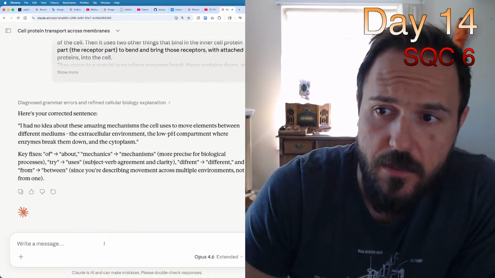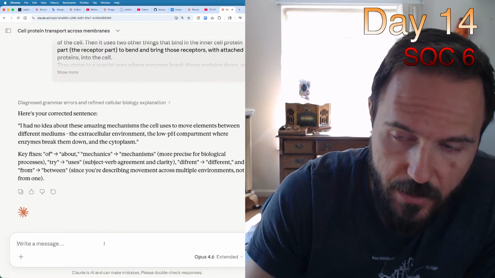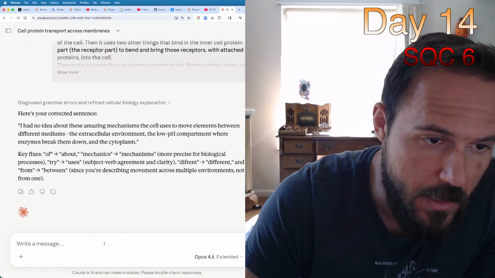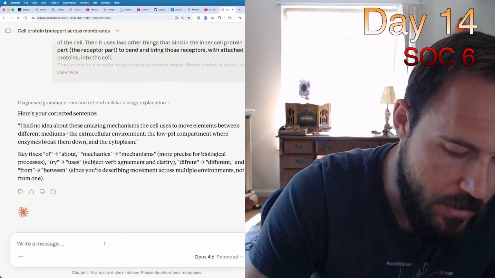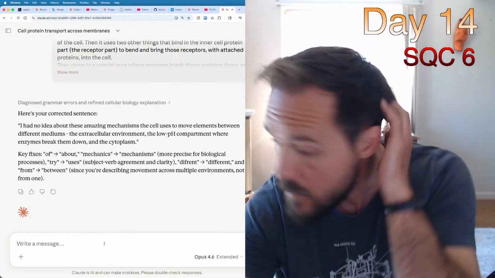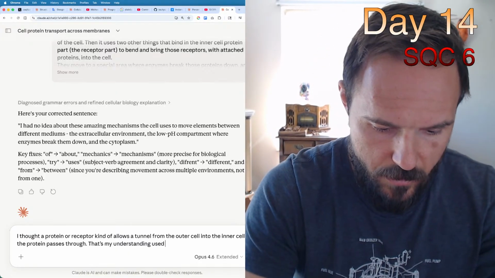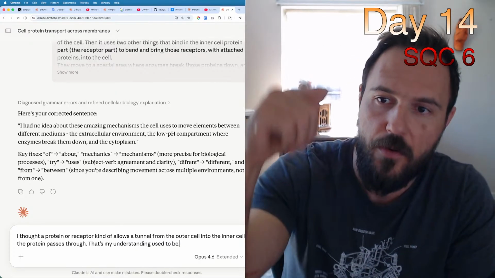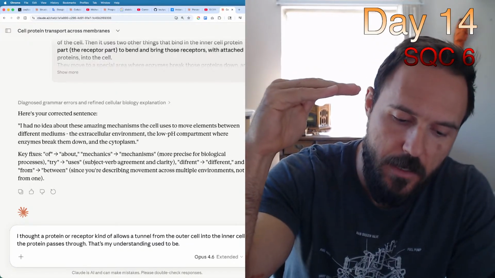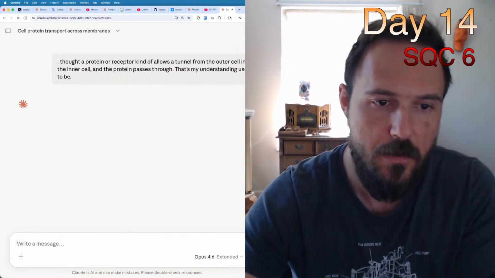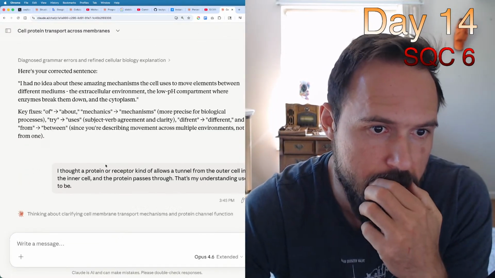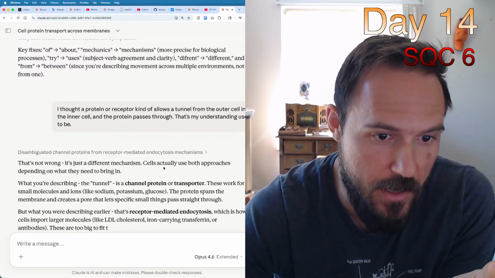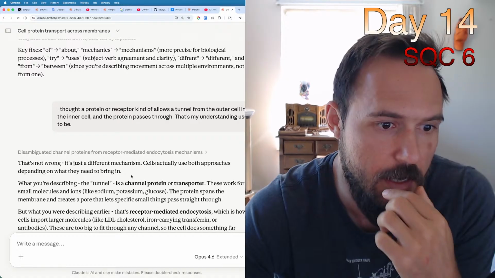I really thought that a receptor was just a protein that allows a kind of tunnel from the outer cell into the inner cell, and the protein passes through. That's my understanding. But the interesting part, most likely, is that it's also correct. It's just different types of mechanisms for how elements from outside get into the cell. The cell actually uses both approaches, depending on what it needs to bring in.